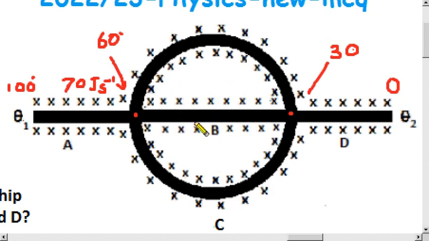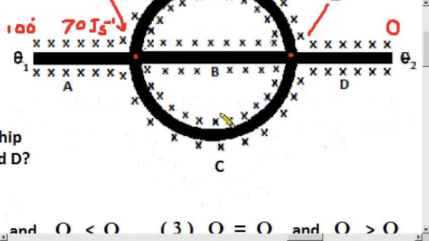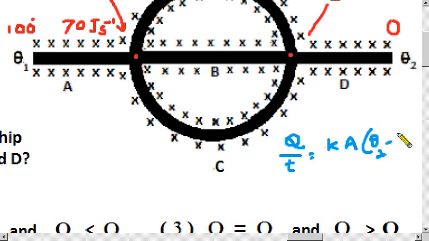All these 3 are conducting heat. So you see, it is obvious that this length is greater than this length. So now let us use the equation for rate of heat flow. Q divided by T equals K A theta 2 minus theta 1 divided by the length. Length means D. Normally we write D. So this length is D.